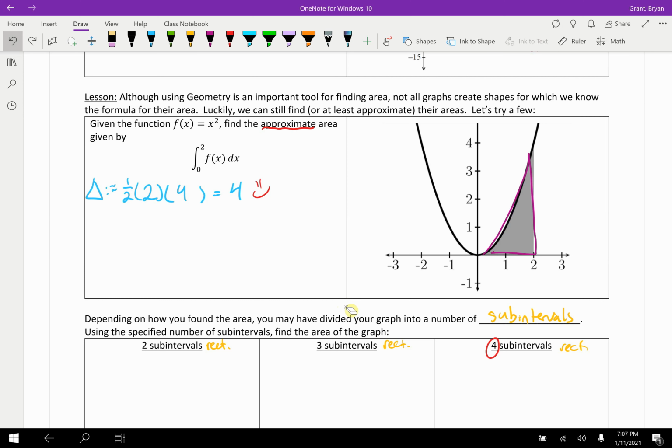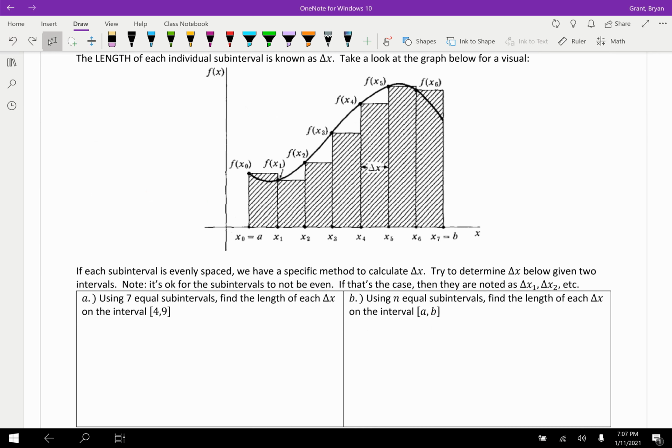We're just going to be doing approximations, but eventually our investigation of approximations will lead us to how we can find the exact area, because there is a way to do it. It's calculus.